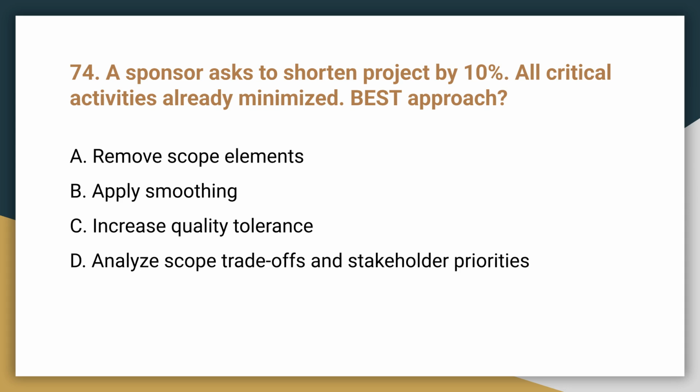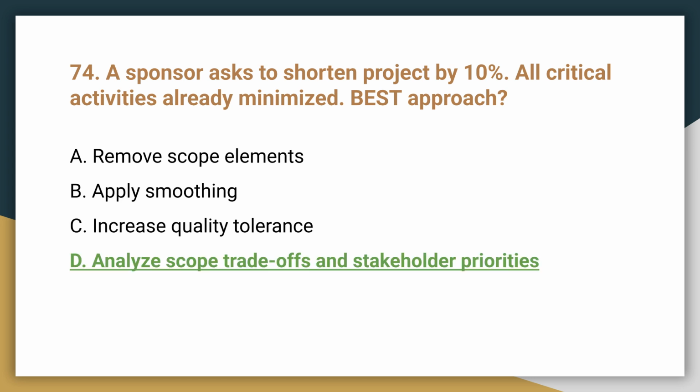Question 74. A sponsor asks to shorten the project by 10%. All critical activities are already minimized. What is the best approach? The best approach is D. Analyze scope trade-offs and stakeholder priorities. When schedule compression is exhausted, scope negotiation is required.